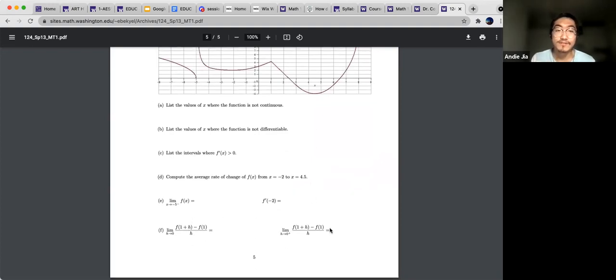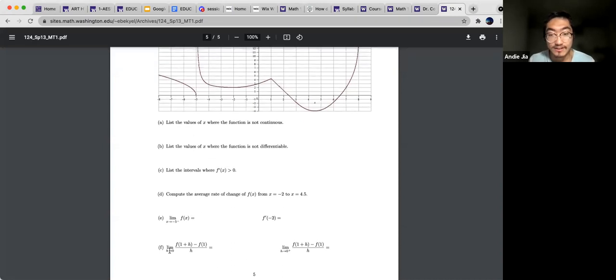So I'm probably going to do this part, because the notation is from chapter 2.7. What is the derivative at x equal to 1? It does not exist, because it's not the same as part B. At x equal to 1, it is not differentiable.